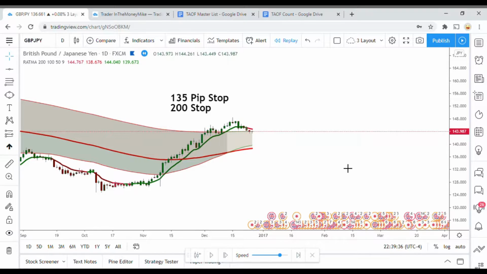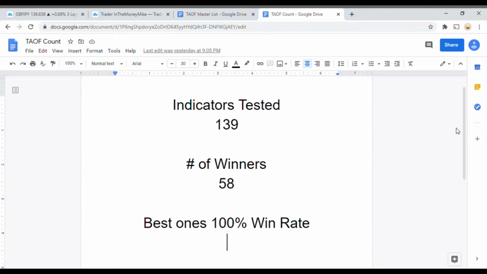Alright, as I said, today we will be testing the RAT Momentum Indicator. But before we do, I wanted to put the indicator scoreboard up for everyone to see.